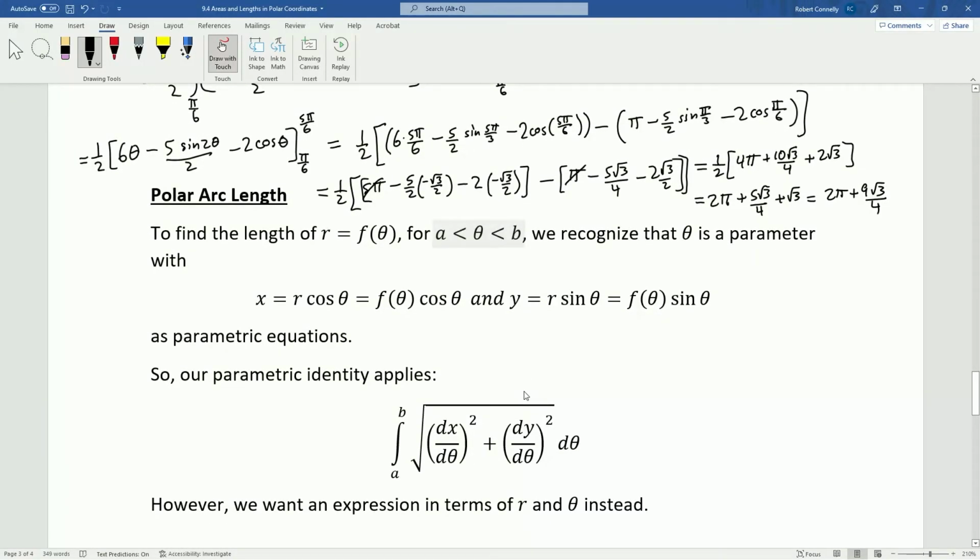Okay, next we're going to take a look at polar arc length. So let's say we want to find the length of a function r equals f of theta, where theta is between a and b.